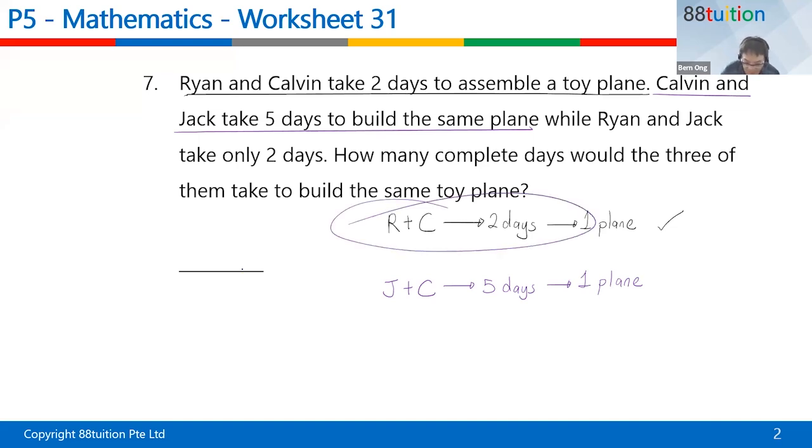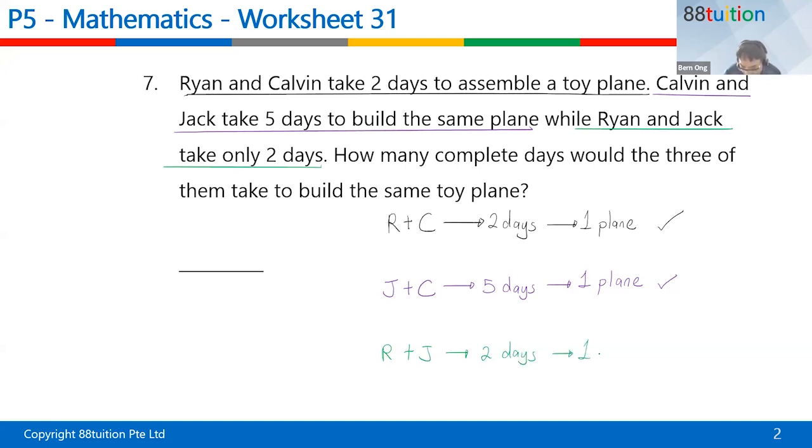Whereas Ryan and Kelvin take 2 days. So I think Ryan is the super fast one. Can you see? So you can get to some conclusion over here. And the last clue, the green color, Ryan and Jack will only take 2 days. So we have Ryan plus Jack. They combine power. They take 2 days to do up the one plane.